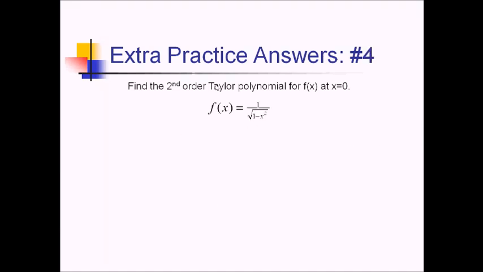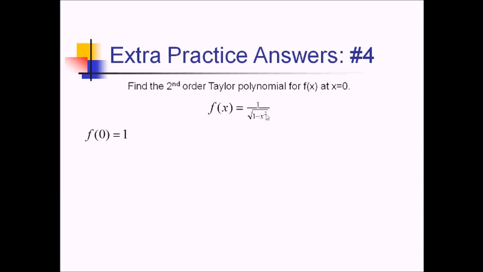On this one, we're trying to find the second order Taylor polynomial about 0, so the Maclaurin series, for this function. We need f of 0, f prime of 0, and because it's second order, f double prime of 0 as well, so up to the second derivative. f of 0 is just going to be 1 over the square root of 1 minus 0. That's just 1.